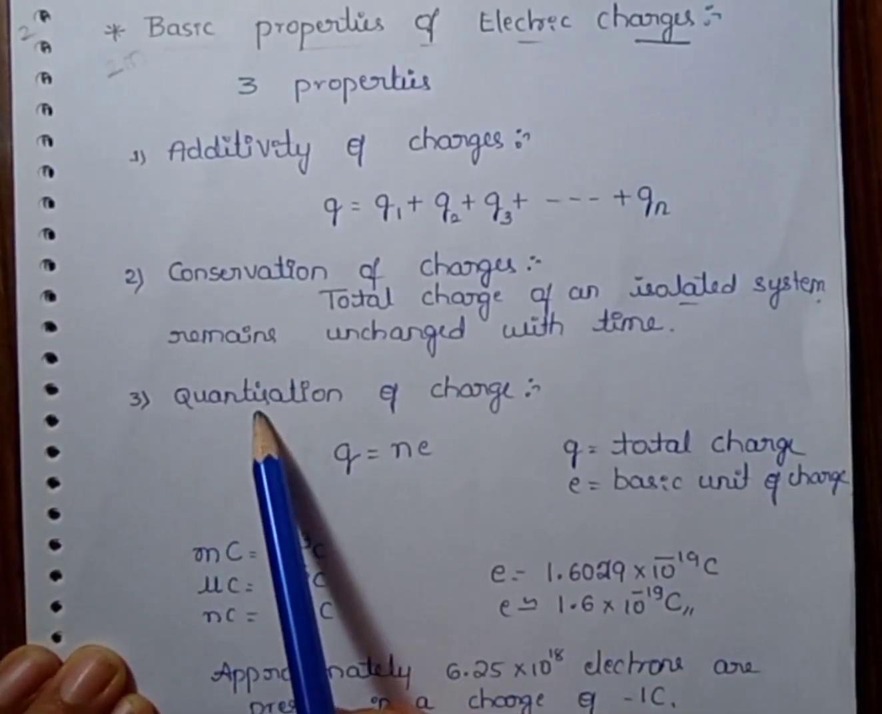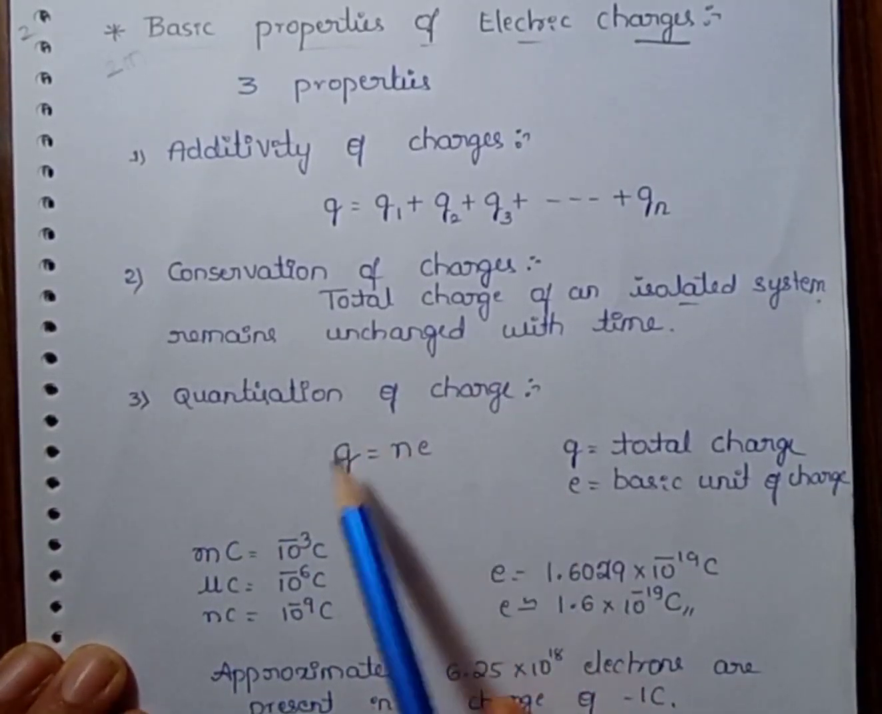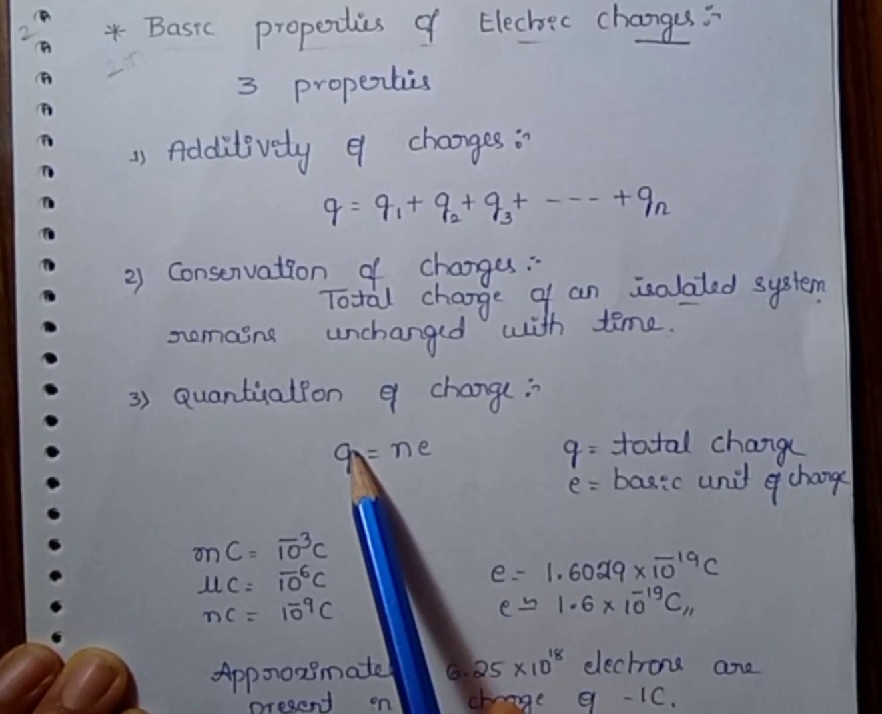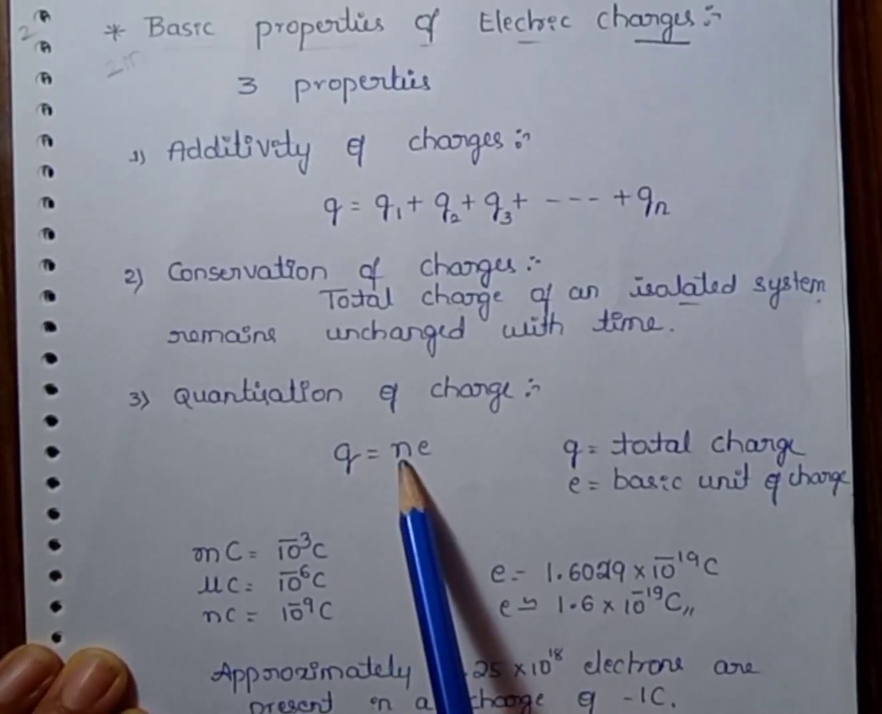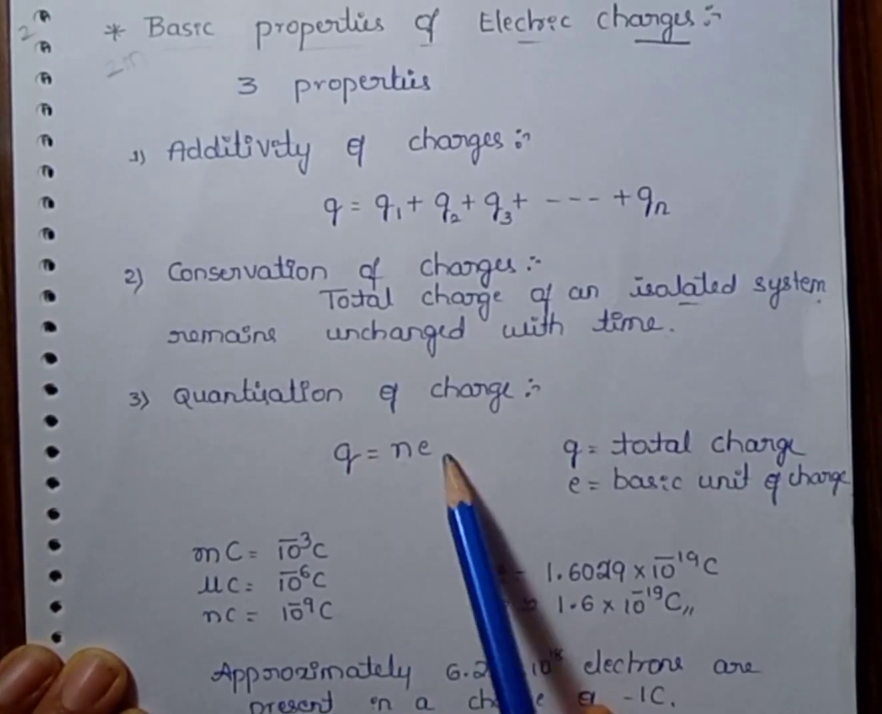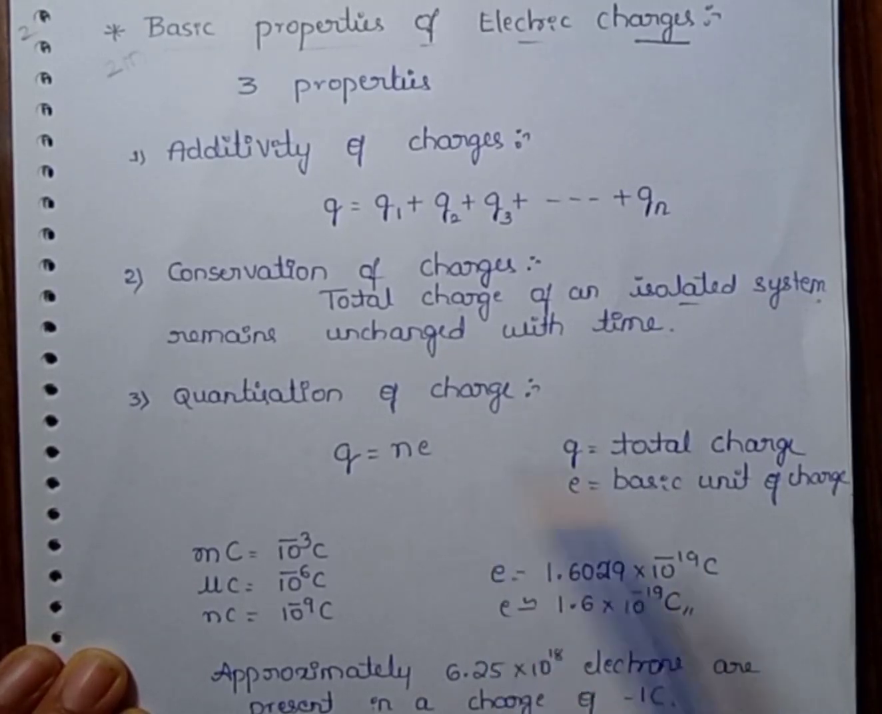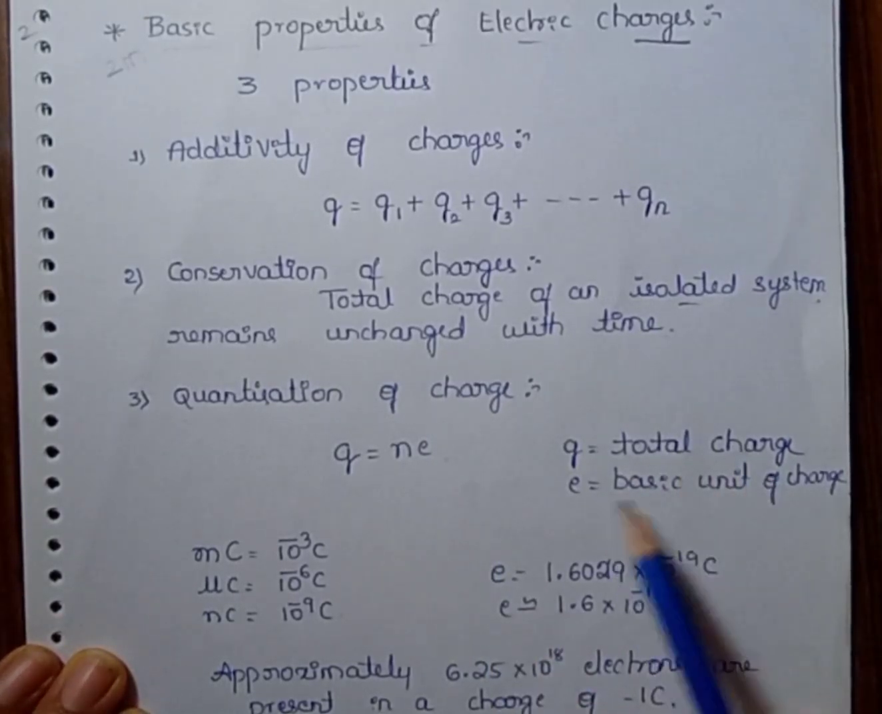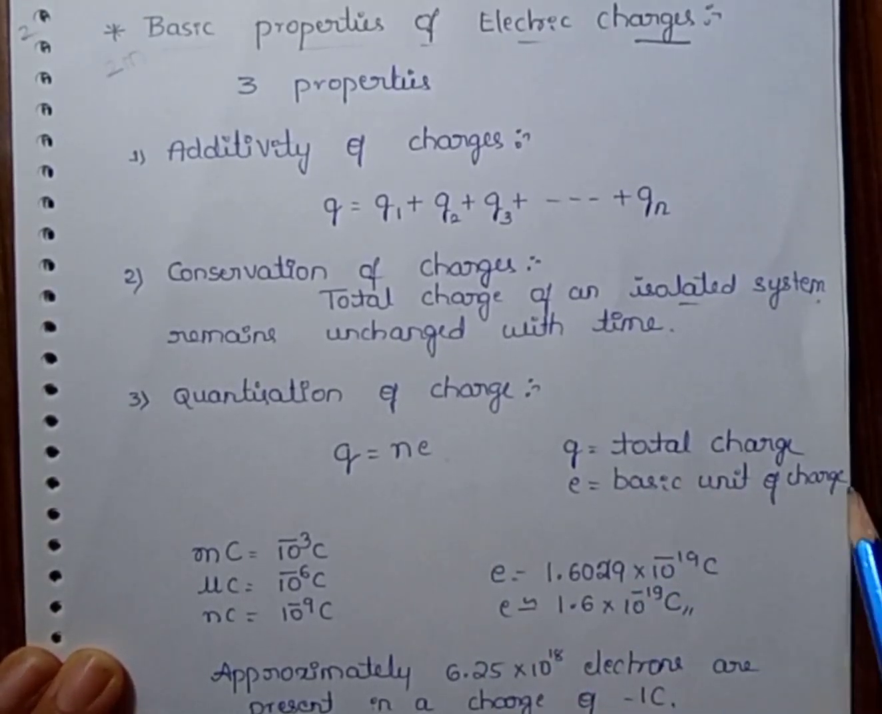Third one is quantization of charge. Here, charge can be written as an integral multiple of the basic unit of charge. Q is total charge, e is the basic unit of charge.